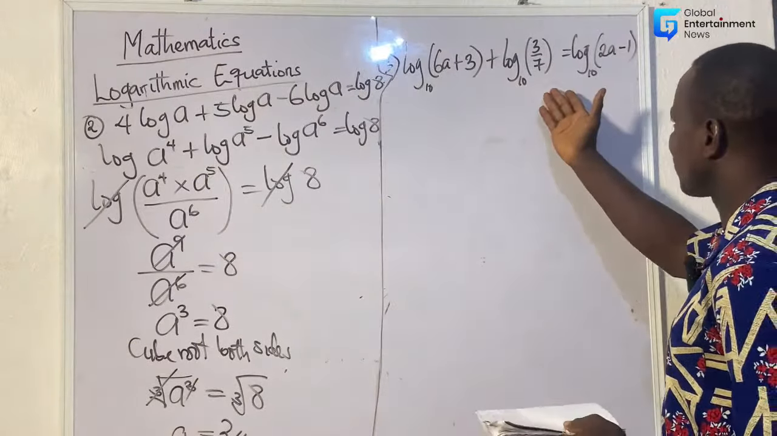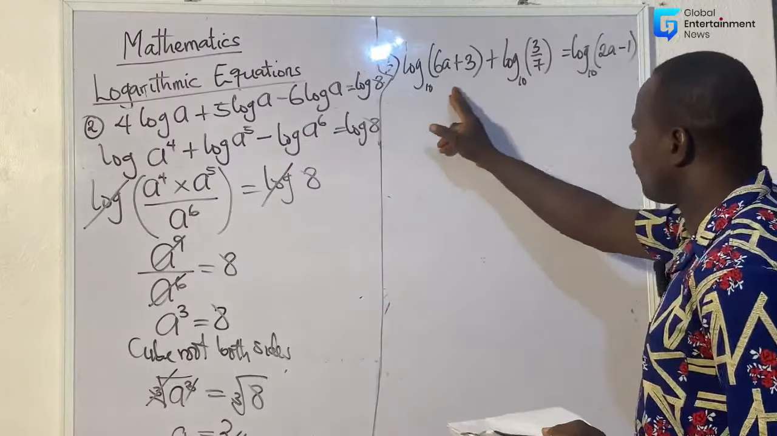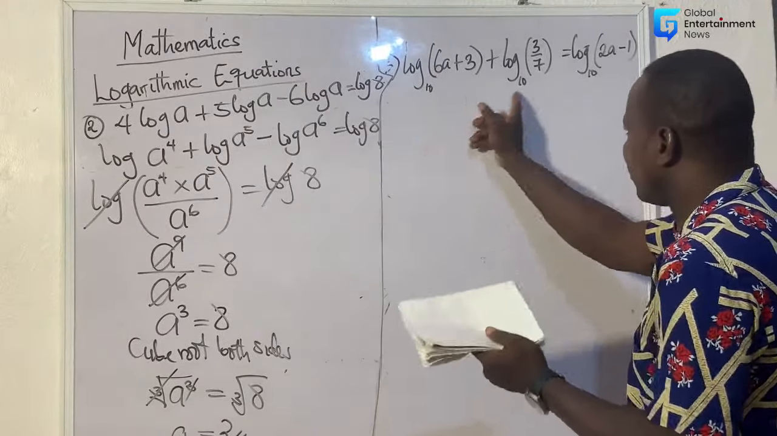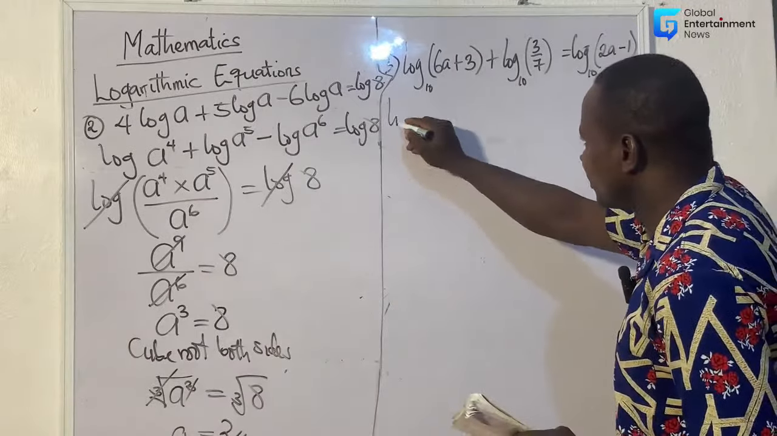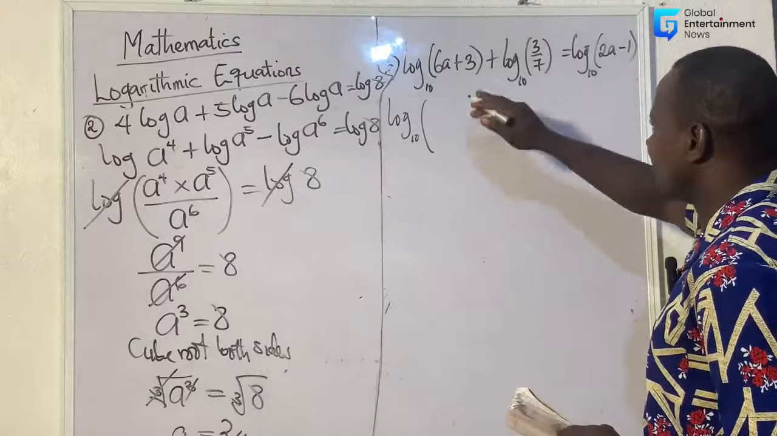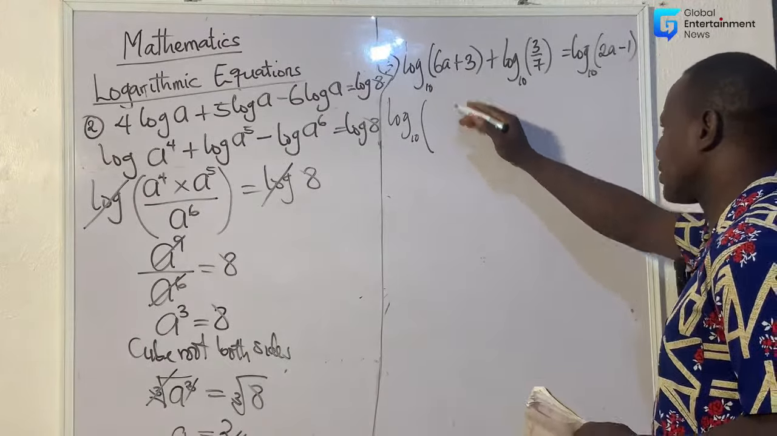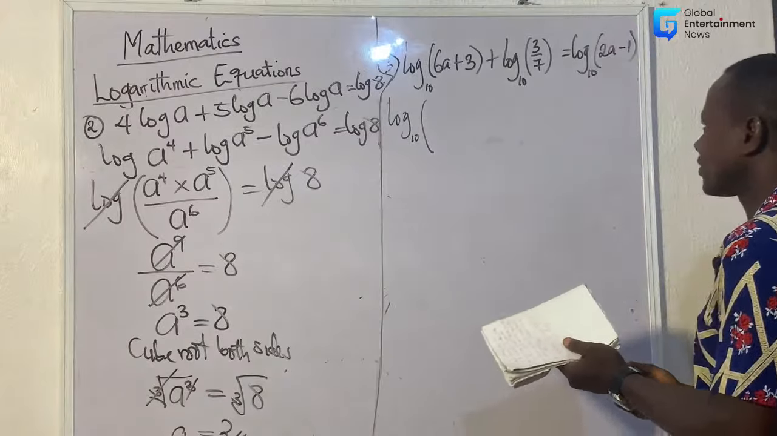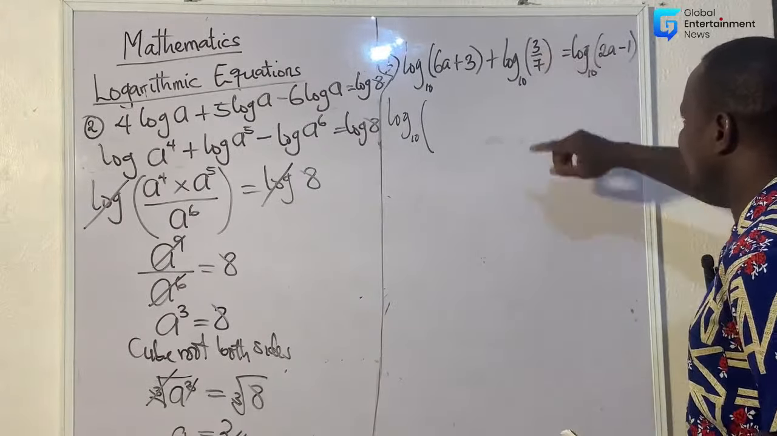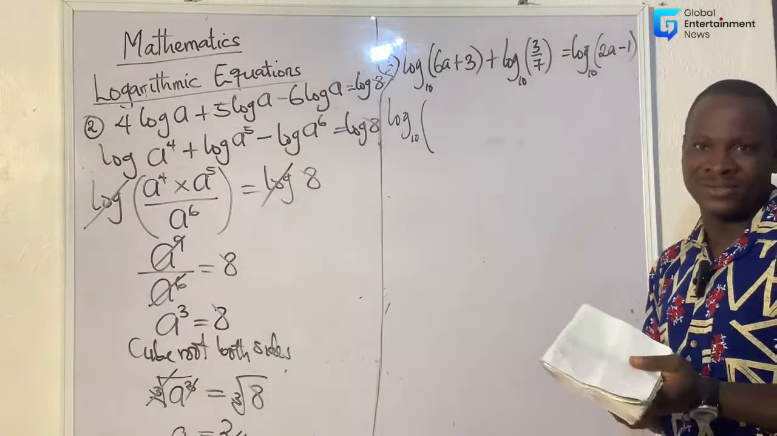Now, you can see all of them are in the same base. So first, do this operation, solve this operation. Now what we have here is log to base 10. That is going to give me what? Log to base 10. Then bracket. What do I have here? This is 6a plus 3. And before that, this is 3 all over 7. That is division. The division will surely change to minus.